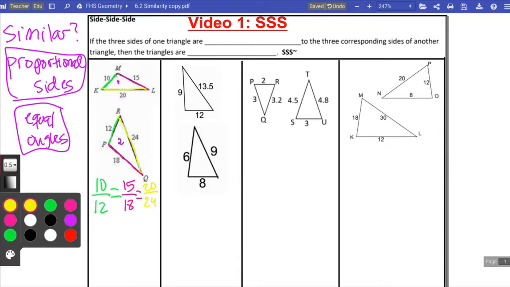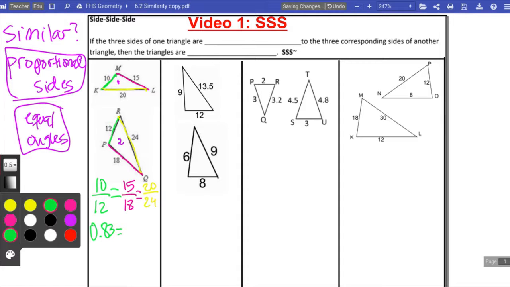Notice I'm doing triangle 1 to triangle 2, triangle 1 to triangle 2, triangle 1 to triangle 2. You get the point. All right, now let's divide it. I'm pulling out my calculator on my phone right now, and I'm going to do 10 divided by 12. That gives me 0.83. I want to see what that is equal to.